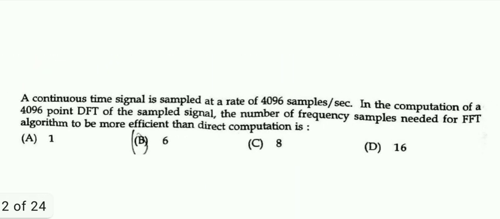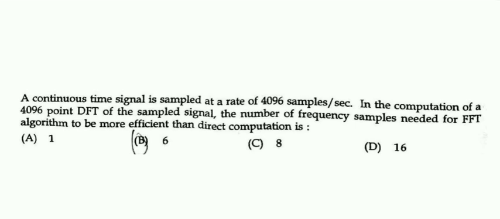The first question is: a continuous time signal is sampled at a rate of 4096 samples per second. In the computation of a 4096 point DFT of the sampled signal, the number of frequency samples needed for the FFT algorithm to be more efficient than direct computation. So what they ask is, they have given some N-point DFT values and they ask how much FFT is efficient for the given N-point DFT. That is the question, right?